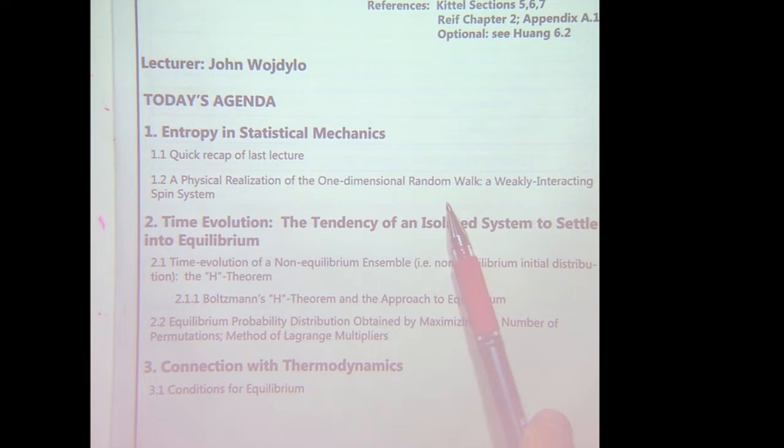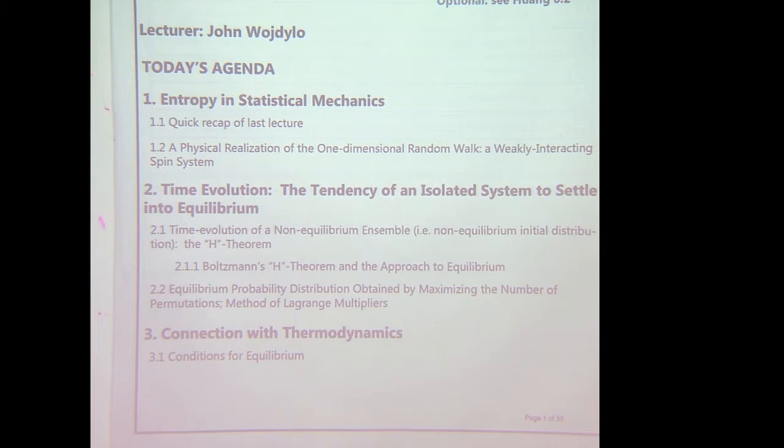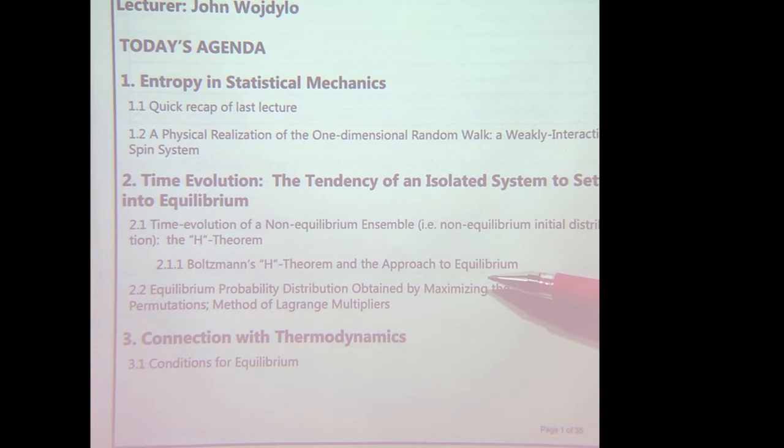The next thing, I want to talk a little bit about time evolution. Now time evolution means the system is not in equilibrium. It's really the tendency of an isolated system to settle into an equilibrium state, or thermodynamic equilibrium. And in there, I'll look at, intuitively, but also a little bit quantitatively, how a non-equilibrium ensemble, which means a non-equilibrium initial distribution, evolves to equilibrium. And that's called, there's a very good theorem that Boltzmann came up with called the H theorem, which is a little bit controversial. I don't want to go very deeply into it, but the theorem itself is fascinating and it's really worth looking at, and I think it's something that is very well worth knowing.